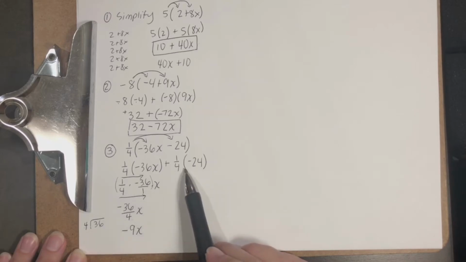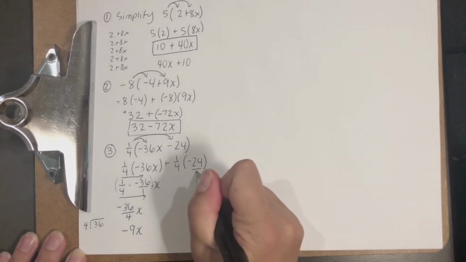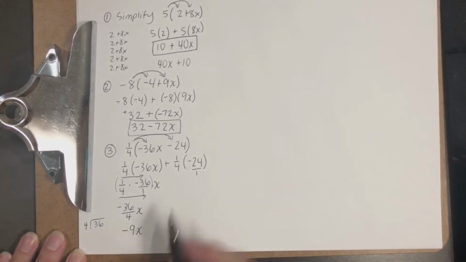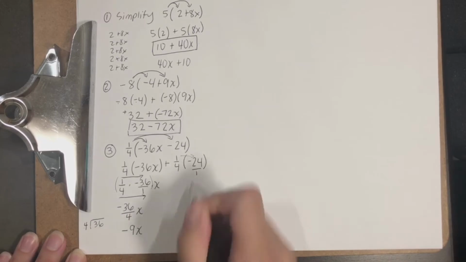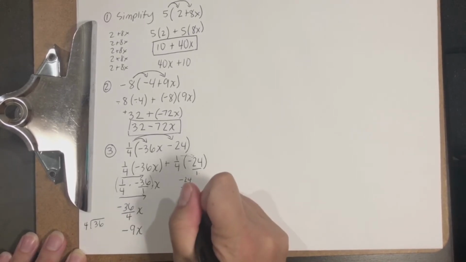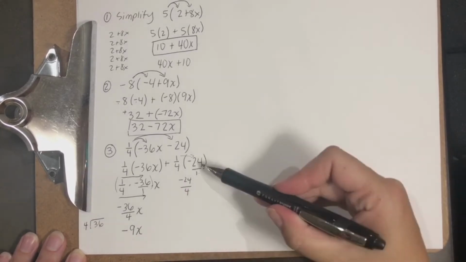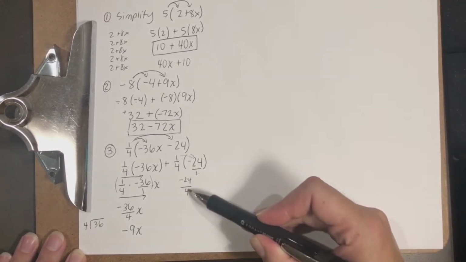I'm going to do the same thing here, but I'll shortcut it just a little bit. Eventually you can shortcut this much faster. But I'm going to put the 24 over 1. 1 times negative 24, if I'm multiplying straight across, is negative 24. And 4 times 1 is 4. So see, it happened again. Negative 24 is being divided by 4.